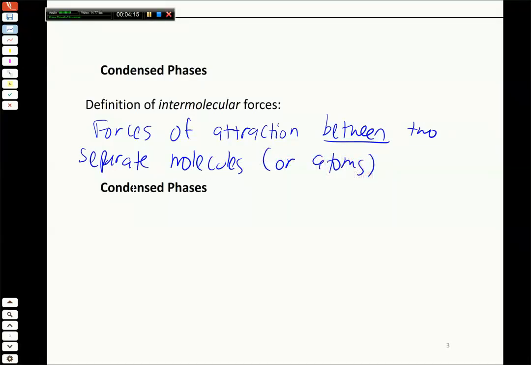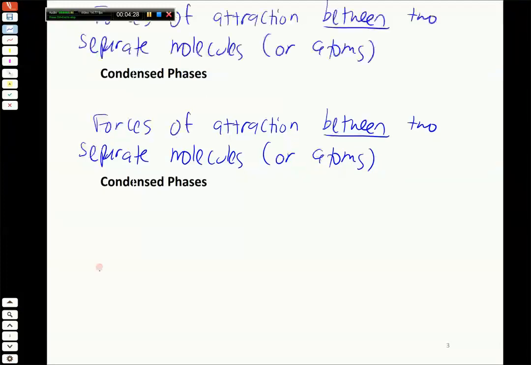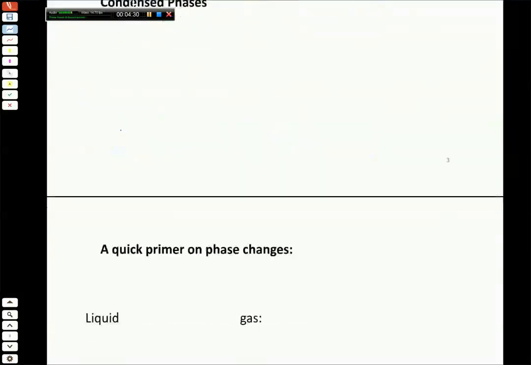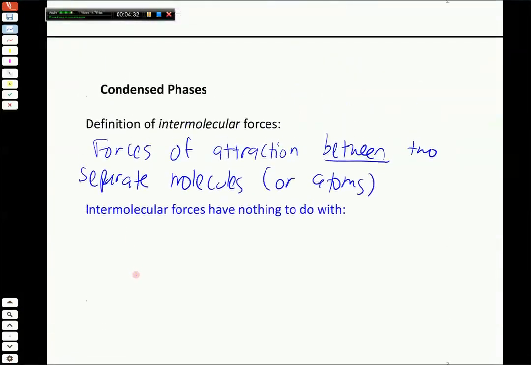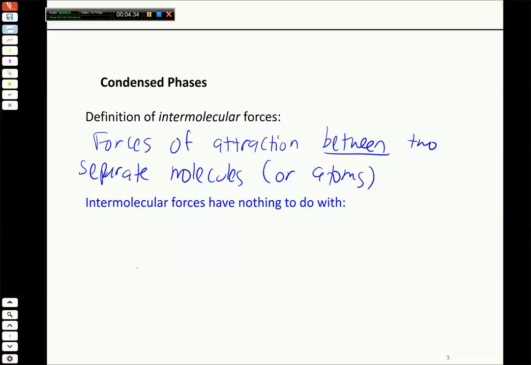Or two separate atoms. But keep in mind that the two molecules that are interacting through these intermolecular forces, or the two atoms that are interacting, are not chemically bonded to each other. So we're not talking about covalent bonds or ionic bonds or any of the other types of chemical bonds we talked about before. We're talking about the force of attraction between two separate atoms or molecules. So let's make sure we're clear about what these intermolecular forces are not referring to. As I said, they're not referring to chemical bonds.